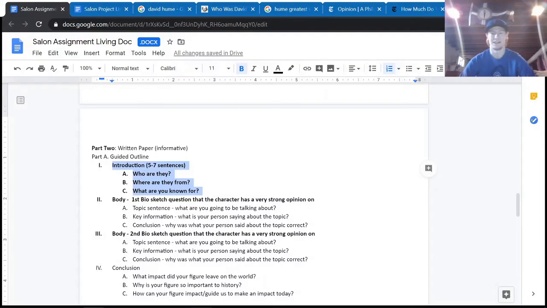So it should not just be simple sentences that are just 5 words. Make sure you're giving me some substance here. This is supposed to be informative. It's supposed to tell or inform people about this person that you're studying.